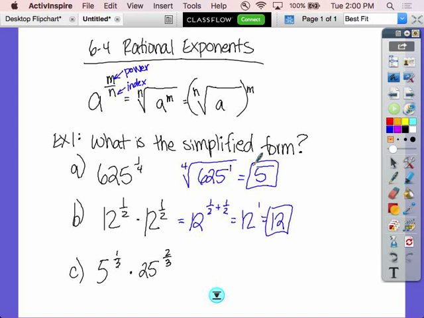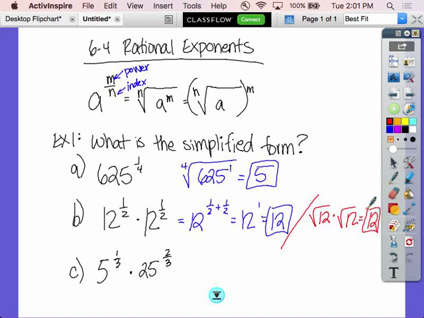If we use what we've just learned, what does the 1/2 mean? What root is that? The square root. So really what we're saying is the square root of 12 times the square root of 12, because you have 12 to the 1/2 times 12 to the 1/2. And what's the square root of 12 times the square root of 12? 12. You get the same answer either way. Yes. So, we have 2 ways of working this problem.